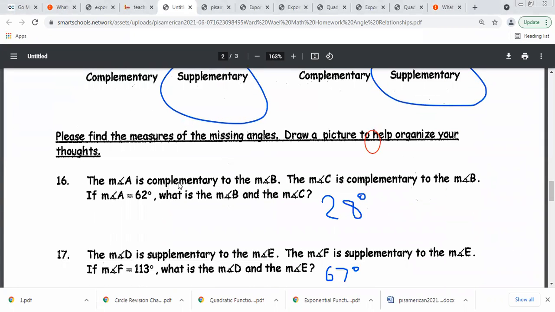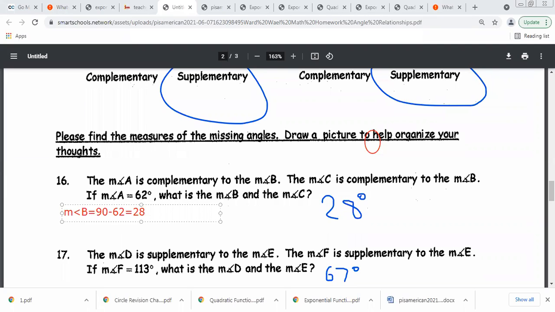The measure of A is complementary to the measure of B. The measure of C is complementary to the measure of B. Angle A is 62, and we said that they are complementary, which means we will find the measure of angle B. It will be equal to 90 minus 62, because they are complementary. So it will be 90 minus 62, which is equal to 28.